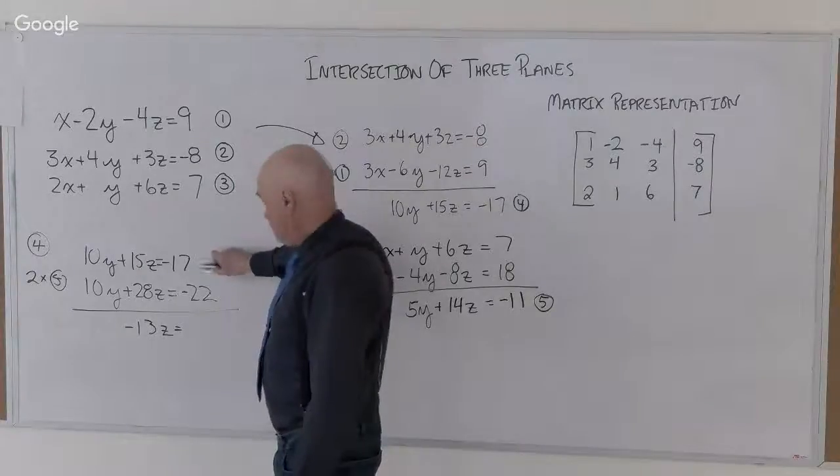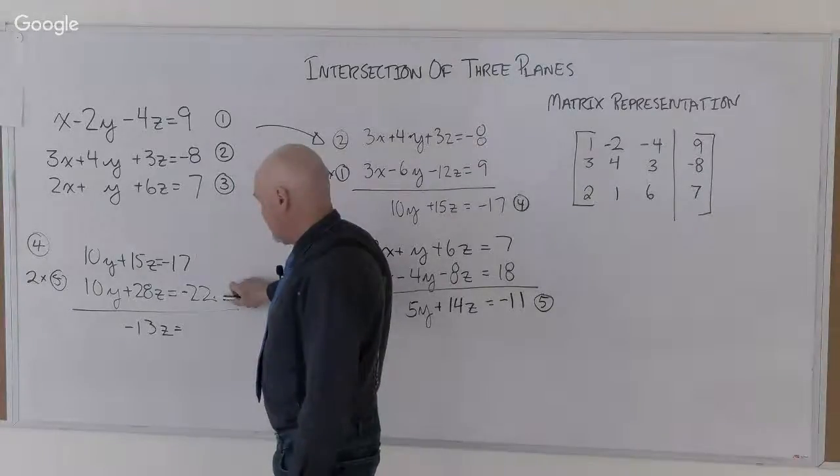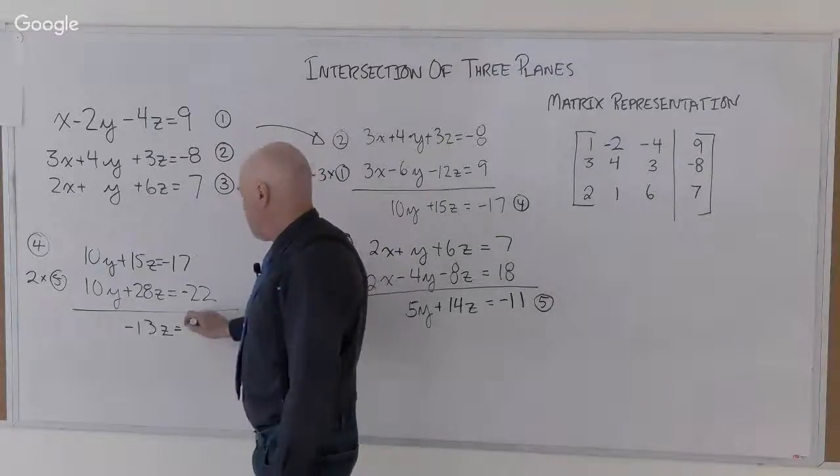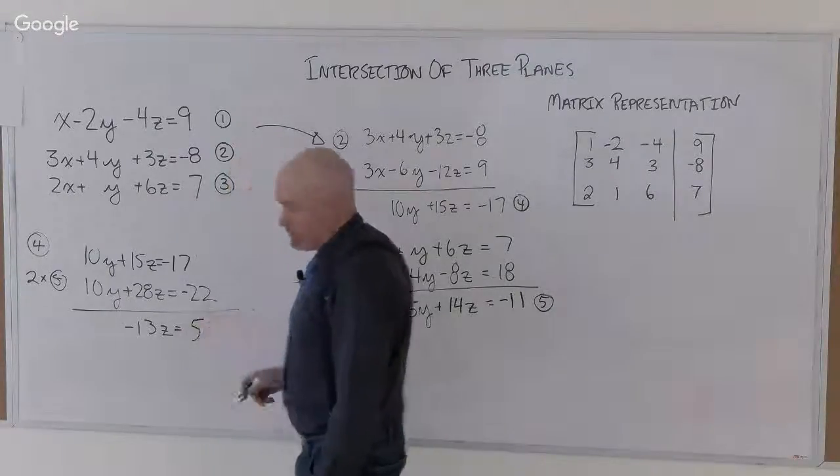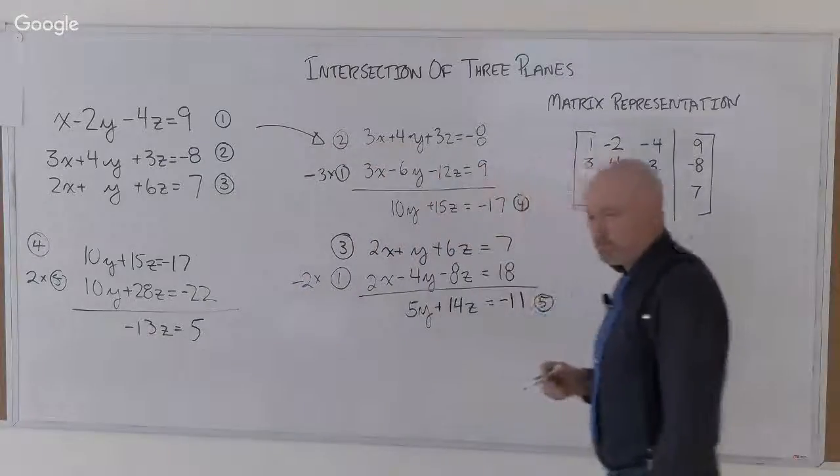-17, subtract -22, so this is -17 plus 22. That comes down to a 5. So we've got a problem somewhere in here.